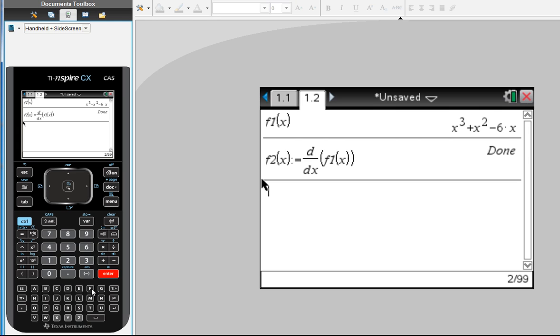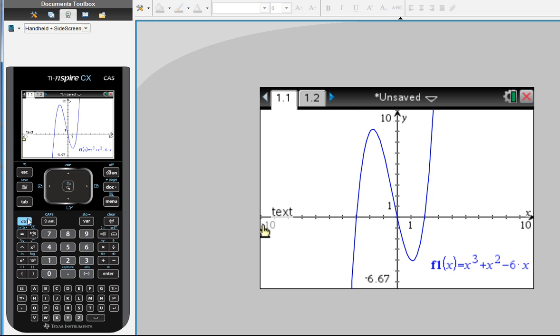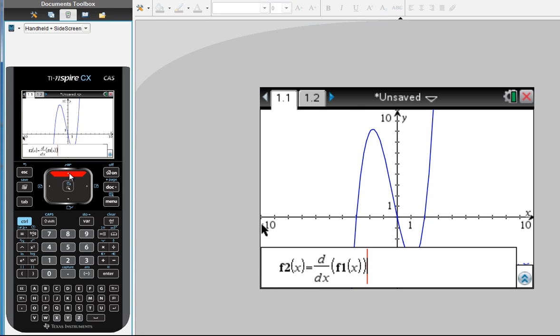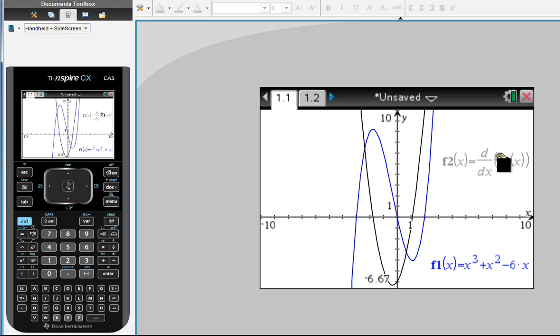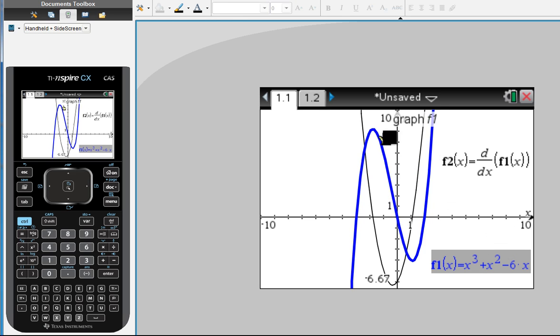Let's just make sure that everything was okay, and that is correct. So f2 would be 3x squared plus 2x minus 6. That's fine. Okay, let's go back to the graph page and go to tab and go up a step. Here we have the f2 function. Let's press enter to draw that graph. I'm going to move it up here. Now we can see the connection between the two.